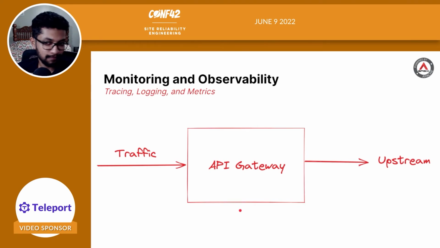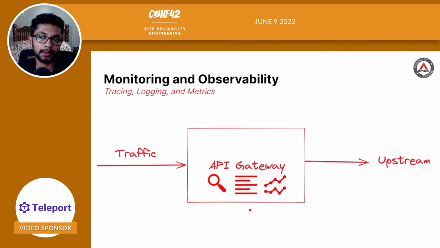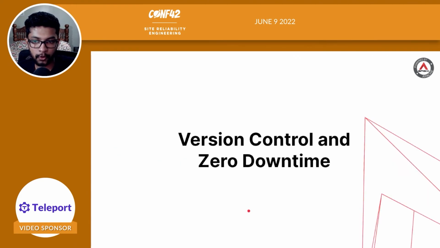We will later discuss some circuit breaking mechanisms, but basically setting up monitoring can go a long way. It can also help in knowing your traffic, so when to scale and when not to scale. Those kinds of metrics are also key here. So going back, we can set up tracing, we can set up logging, and we can set up metrics. Now let's look at version control and zero downtime.